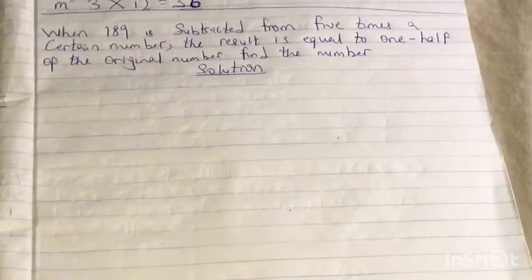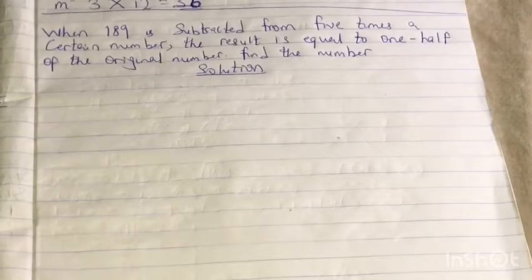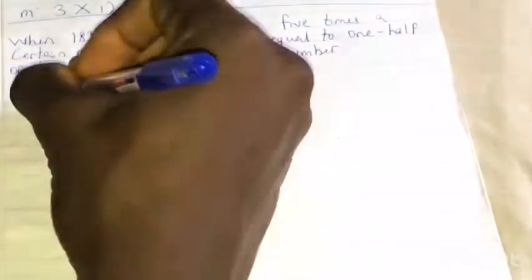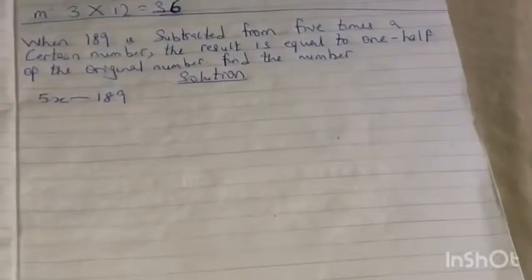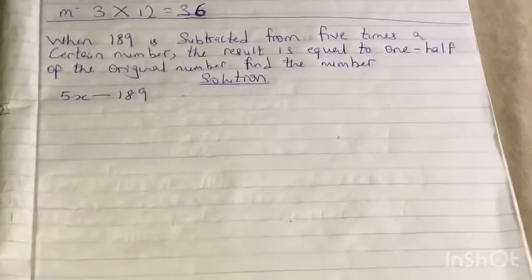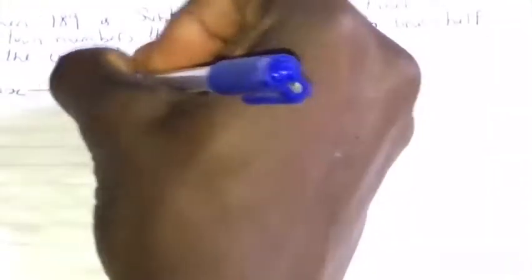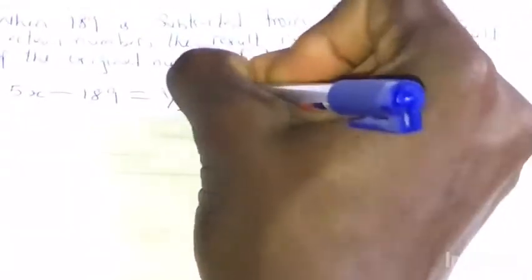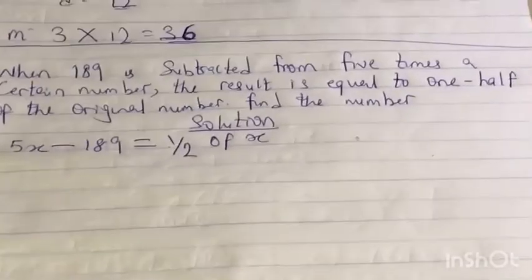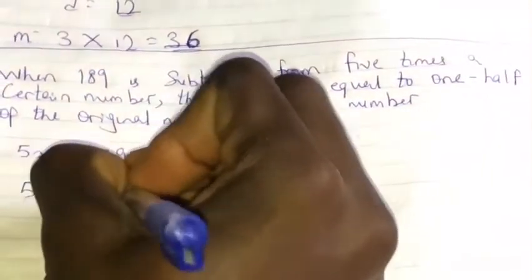When 189 is subtracted from 5 times a certain number, the result is equal to 1/2 of the original number. Find the number. They said 189 is subtracted from 5 times a number, so we can represent that number by X. So 5 times a number, now 189 is subtracted from it, minus 189. They said the result is equal to 1/2, half of what? Of the original number, half of X. Therefore 5x minus 189 is equal to X over 2, x is 42. Then you calculate like that.